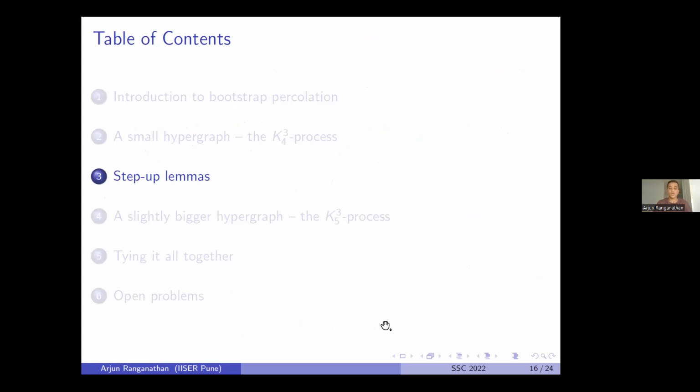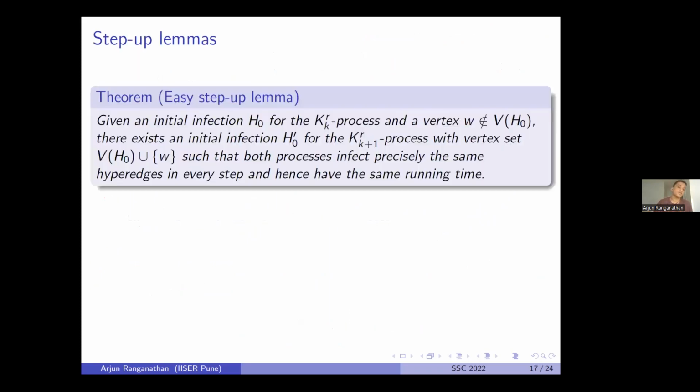Now we see ways to step up to bigger hypergraphs. So we start with an easy step up lemma. Given an initial infection H0 for the K(k,r) bootstrap process and a vertex W that is not a vertex of H0, there exists an initial infection H0 prime for the K(k+1,r) process whose vertex set consists of the vertex set of H0 along with W, such that both processes infect precisely the same hyperedges in every step and hence have the same running time.